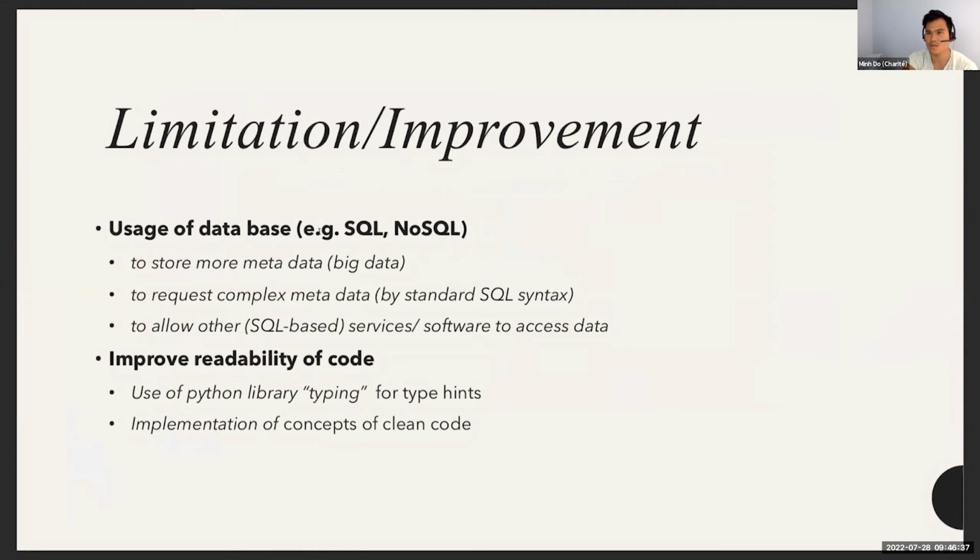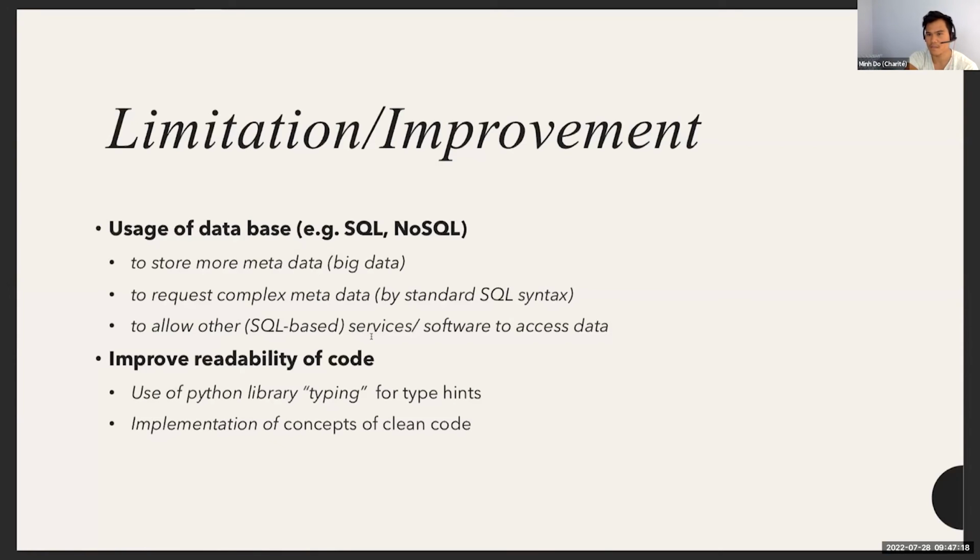I'm actually a developer coming from the Java world. And for me, it's very important that the entire data can be stored in, let's say, a SQL or NoSQL database for the purpose of a big data set. So we can store more metadata on a large scale. The second thing that's important for me as well is that we can request very complex metadata by standard SQL syntax. For now, I implemented a lot of code just to realize all these filter options. And what comes more with a SQL database would be that all other services and software could access the entire data.